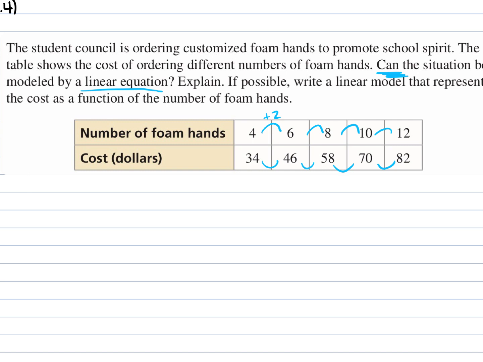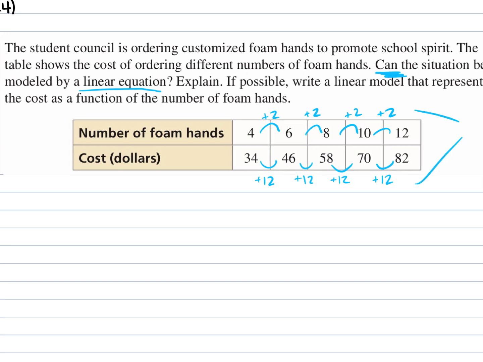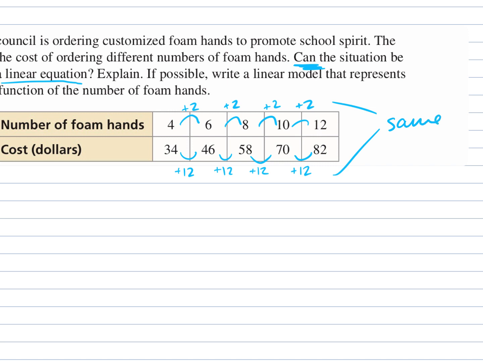What do I do to go from 6 to 8? Add 2. To get from 8 to 10, add 2. And 10 to 12? Add 2. All right, and the bottom: plus 12. I'm adding 12. What about 46 to 58? 12. 58 to 70, 12. And 70 to 82. So because these are the same, that means I can make it a linear equation because we're adding the same.